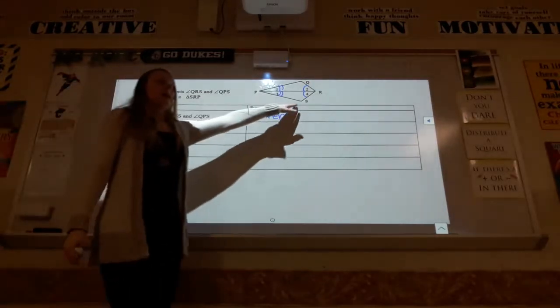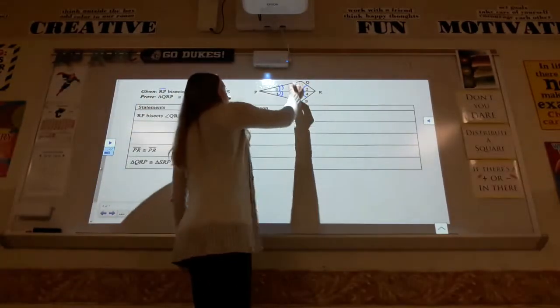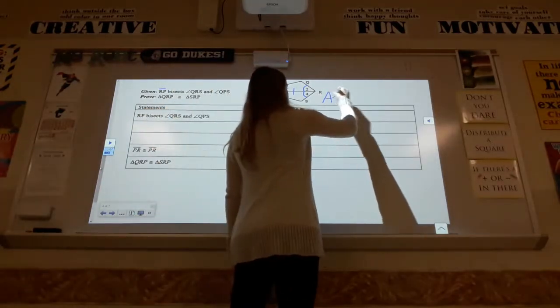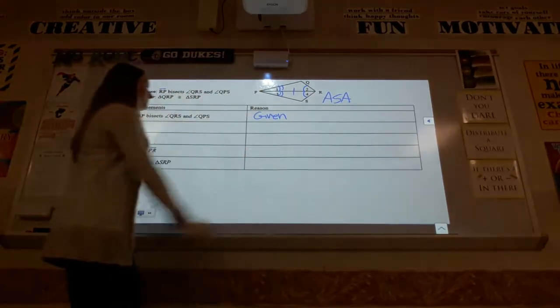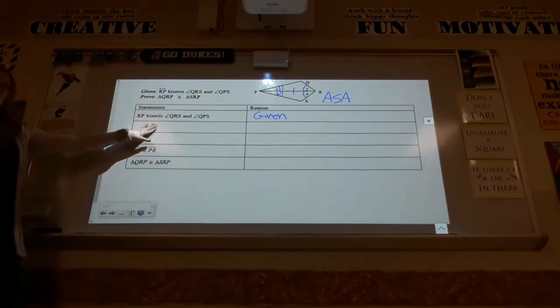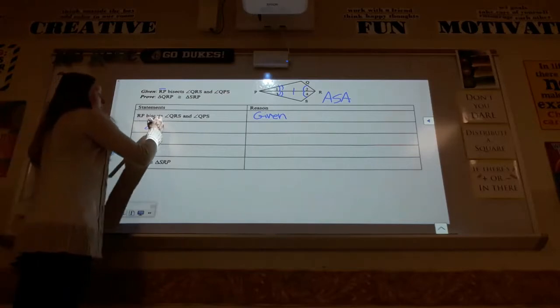Alright, anything else I can add? The reflexive. That gives me what rule? Angle, side, angle. So now I just need to enter that into the proof. Alright, so I noticed this. What was the first thing that I then said? Angle 2 is congruent to angle 4.